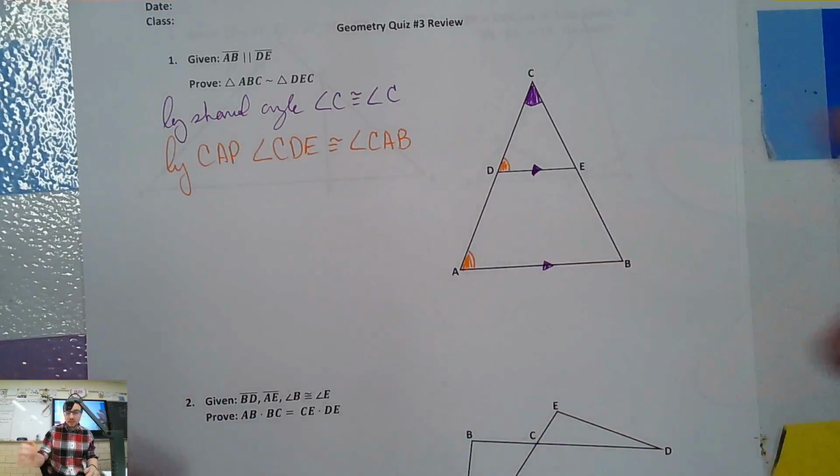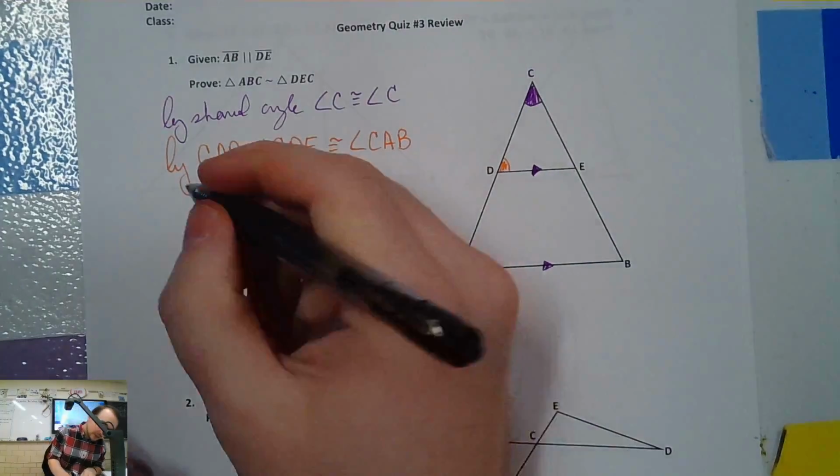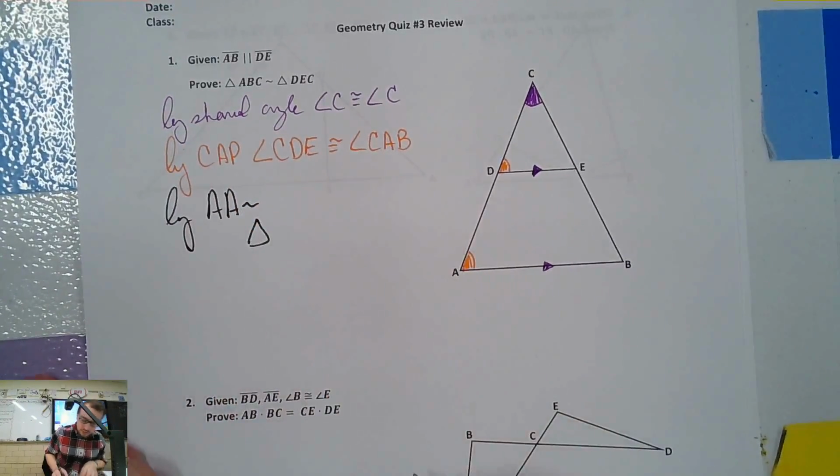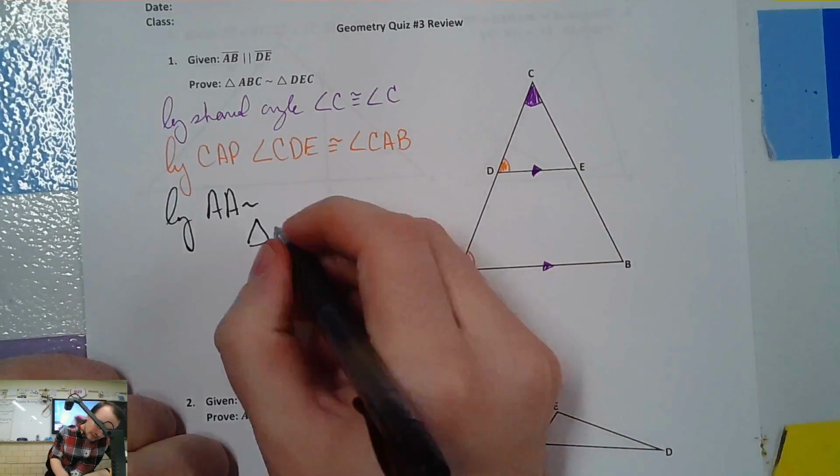All right, so we've got double angle. So by angle similarity, these triangles are similar. What a chump. All right, big triangles ABC.